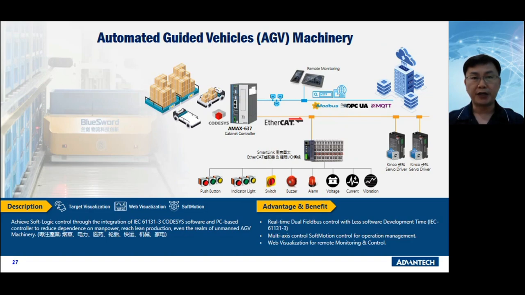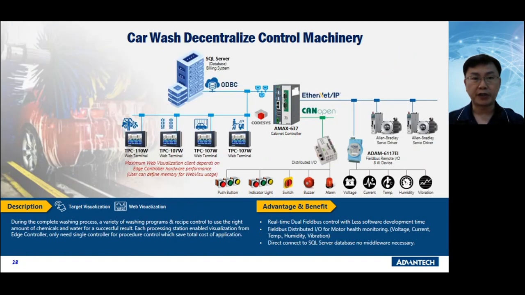Then second is this AGV machinery, and we have this car wash decentralized control machinery. As you can see, with the MX module you are able to configure different types of protocol interfacing. For this, it comes with the interfacing with CANopen and EtherNet/IP. So we have this distributed IO and the ADAM module, which come with EtherNet/IP, so that you can communicate with this Ellenberry servo driver on the same bus. So you save all the troublesome programming.